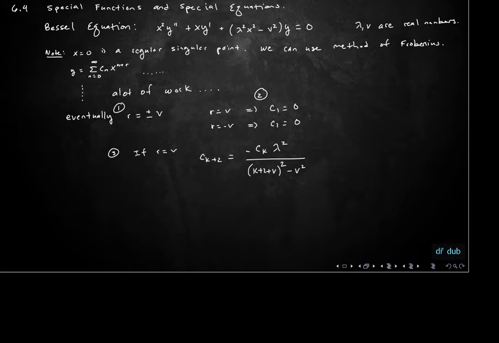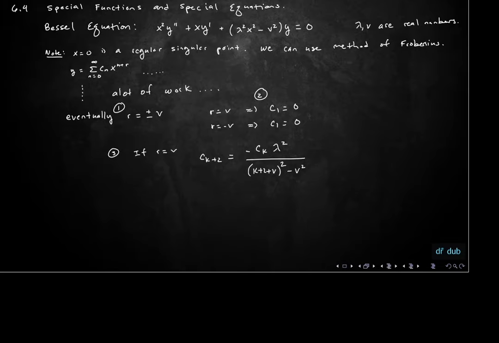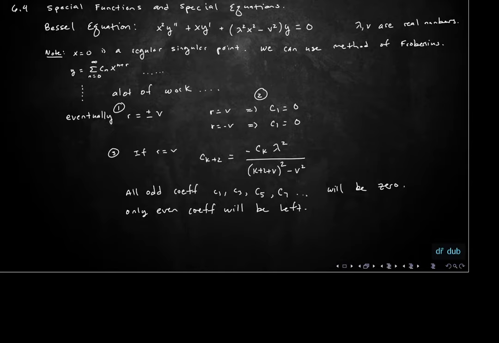Now, because there's a two shift relation between k plus 2 and k, and c1 is equal to 0, all the odd coefficients, c1, c3, c5, c7, etc., will be 0. So only even coefficients will be left. And so we call them c_{2n}, so a lot more work. We'll call them c_{2n}.